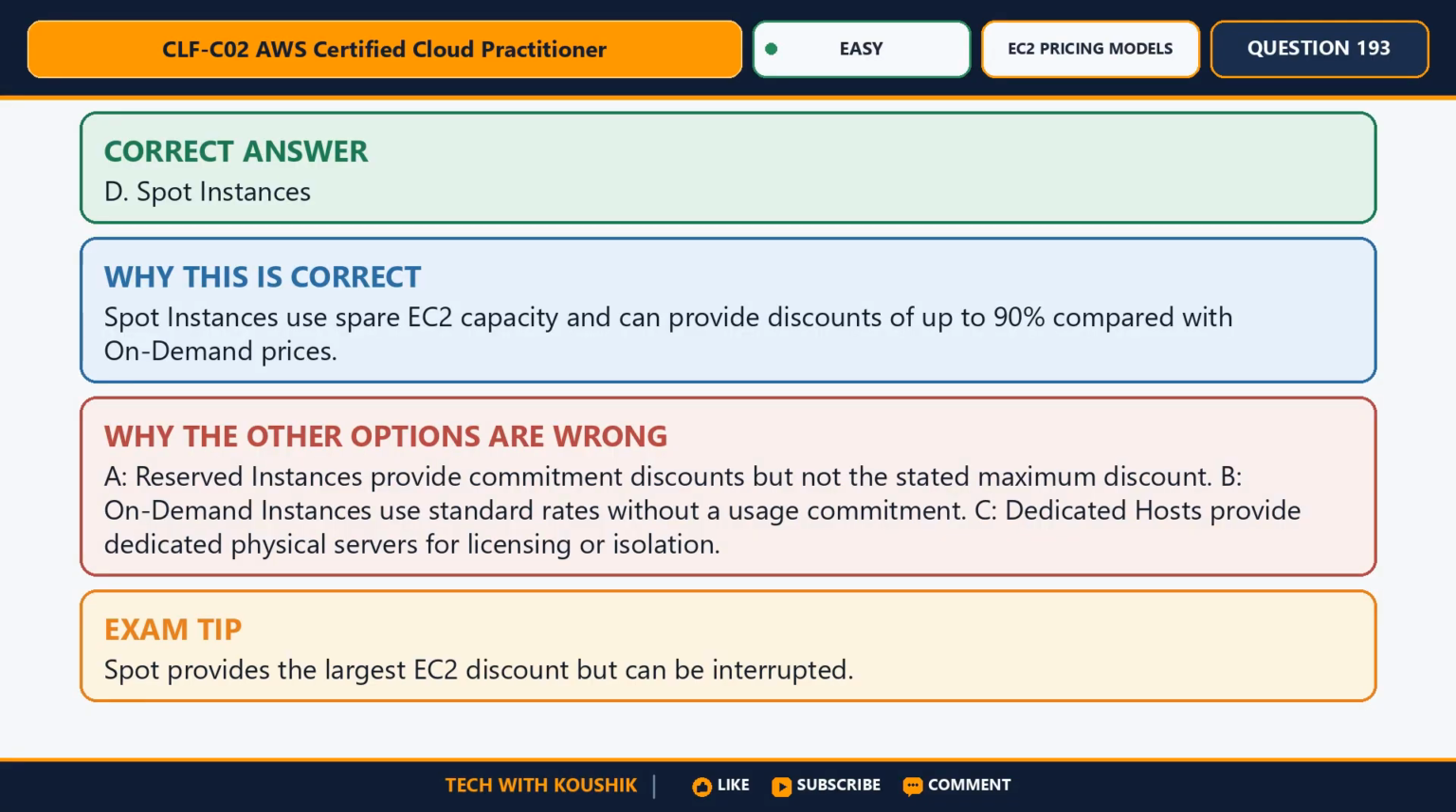The correct answer is D, spot instances. Here is why. Spot instances use spare EC2 capacity and can provide discounts of up to 90% compared with on-demand prices. Why are the other options not correct?